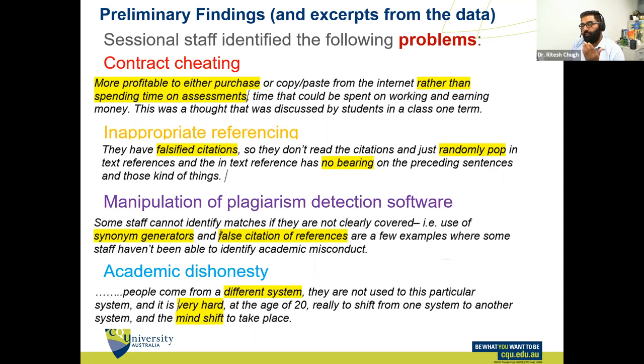And that, I think, Kieran, brings me to the next problem that staff see. We're focusing on the problems. Academic dishonesty. People come from a different system. They're not used to this particular system. And it's very hard at the age of 20, really, to shift from one system to another and for the mind shift to take place. So I think the onus, again, is on the educational institution and us as teachers to bring that cultural shift.